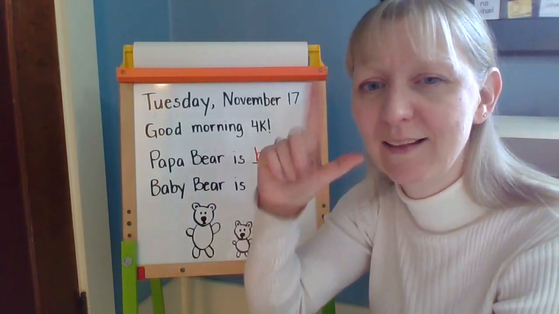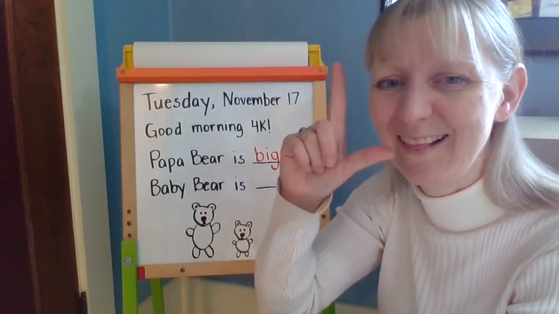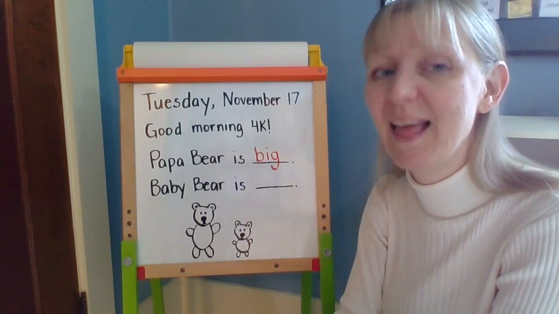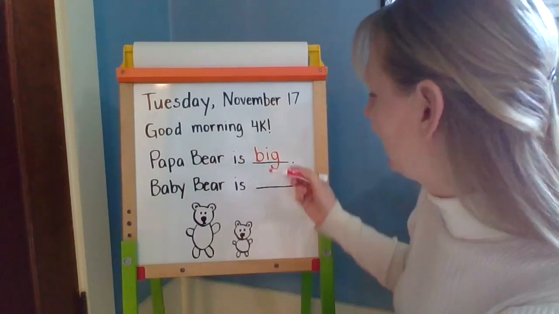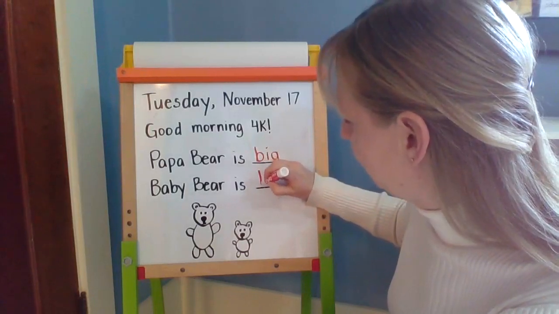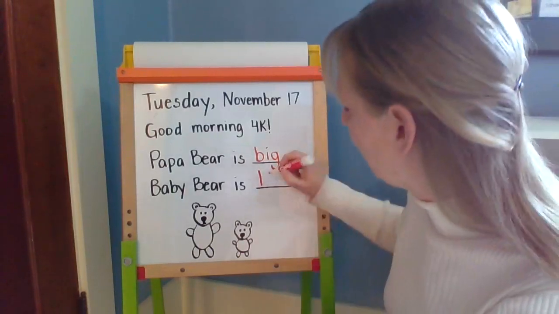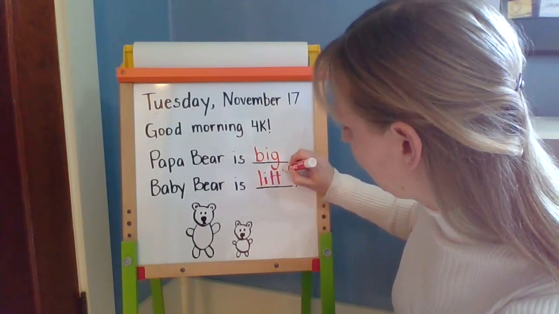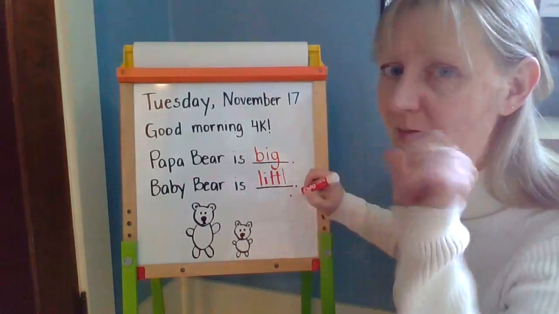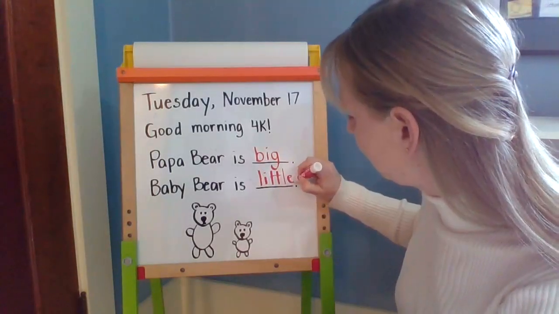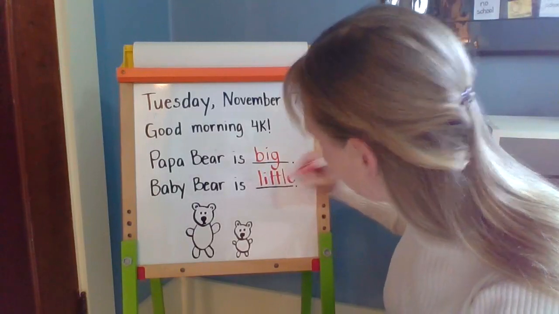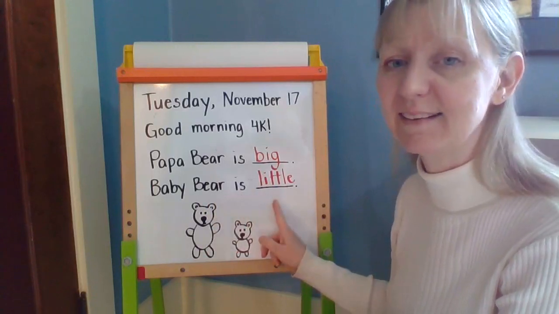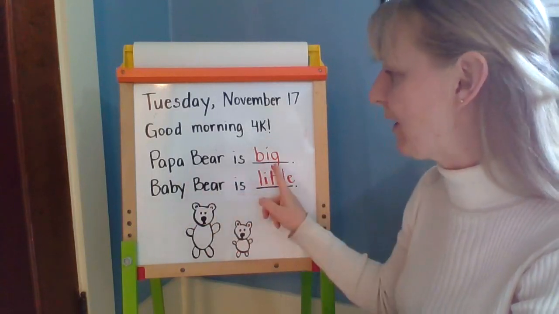Say little. Little. Do you know what letter I need to start with? We learned this one. L. Lowercase L's easy, right? Then we need an I and two T's and another L, little, and an E. E doesn't get to make any sound. Now we can read that part. Baby Bear is little. Papa Bear is big.